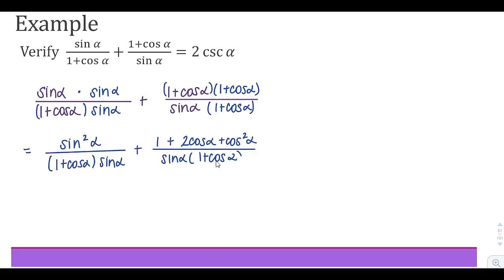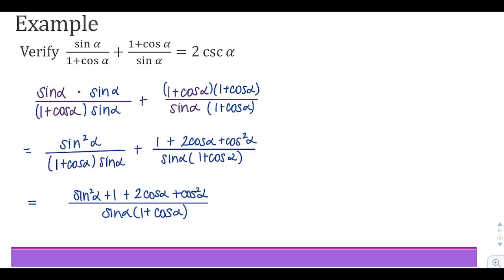So now, forgot parentheses, let's go ahead and combine these together over the same denominator. They combine to be one fraction, so we have sine squared alpha plus 1 plus 2 cosine alpha plus cosine squared alpha all over sine alpha times 1 plus cosine alpha. Woo, it's a big one.